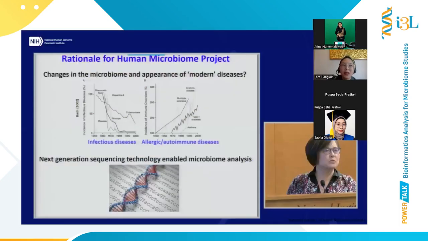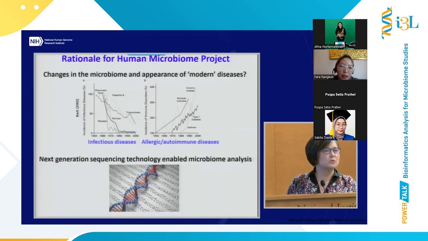Okay. And what was the rationale for the Human Microbiome Project? I took this from a presentation by one of the key figures in NIH. Initially they observed that we as humans have developed a lot of drugs, like antibiotics, that could help us with infectious diseases, right? As you can see here, from 1950 to 2000, the incidence of infectious diseases has dropped for many of these. This is an example of measles, mumps, tuberculosis, rheumatic fever. We also developed vaccines that help with some of these infectious diseases.